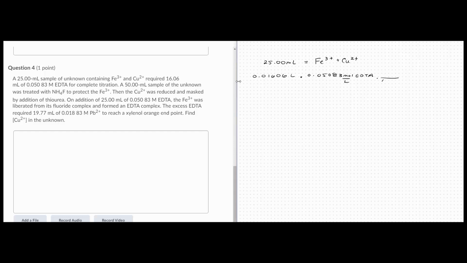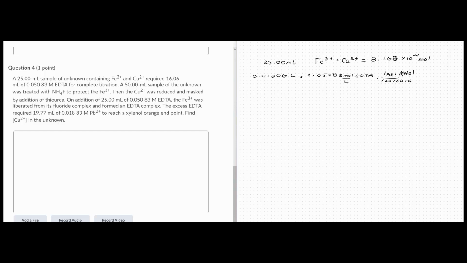Now, because EDTA reacts 1-to-1, so 1 mole of EDTA reacts with 1 mole of any metal, I'm just going to use the word metal here, then the moles of EDTA that were used are equal to the total moles of metal in our unknown sample. So this ends up being 8.163, or 8, seems I can't read my own writing, times 10 to the negative 4, and that's total moles of metal.